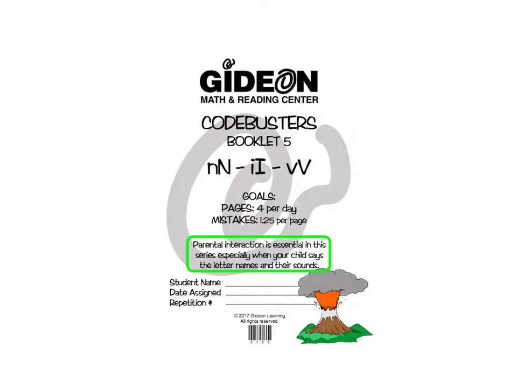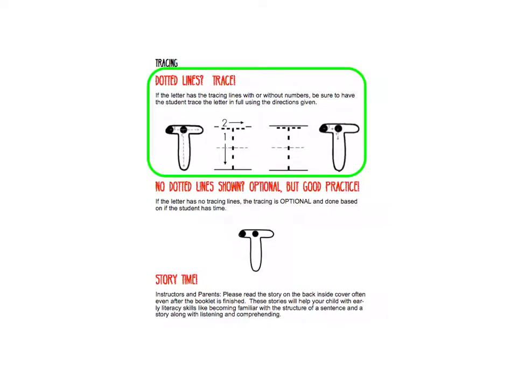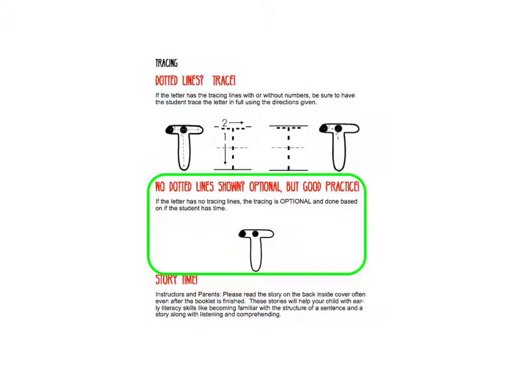Now for the parents. Remember, parental interaction is essential in this series, especially when your child says the letter names and their sounds. If you open up your child's booklet to the front and side cover, you'll see that we've added a few more fonts that are new compared to the previous booklets in Codebusters. It's important for your child to still write every letter that has any guidance or tracing provided. However, if you don't see any guidance or tracing, your child does not need to complete that tracing or that writing of the letter. It is good practice for your child to write these letters, so if you have time, have your child do it so they can hone in on their fine motor skills.